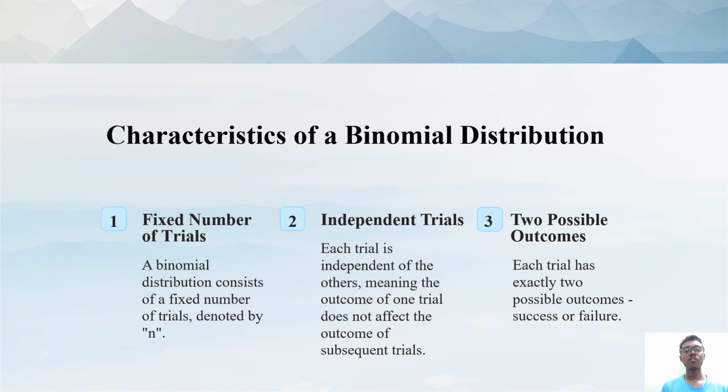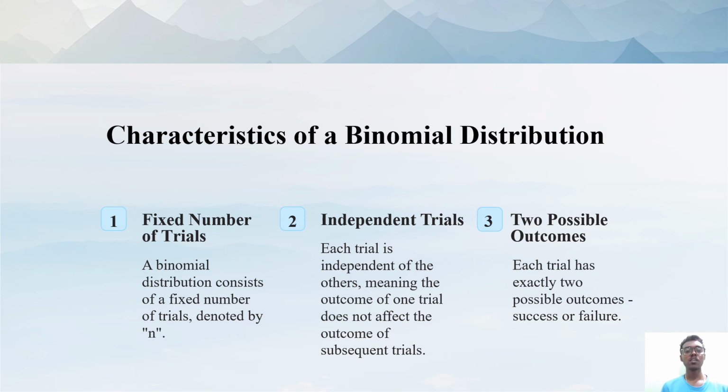Characteristics of a binomial distribution. There are three characteristics. First one is fixed number of trials, second one is independent trials, third one is two possible outcomes. First, we will discuss fixed number of trials. A binomial distribution consists of a fixed number of trials, which is denoted by n.